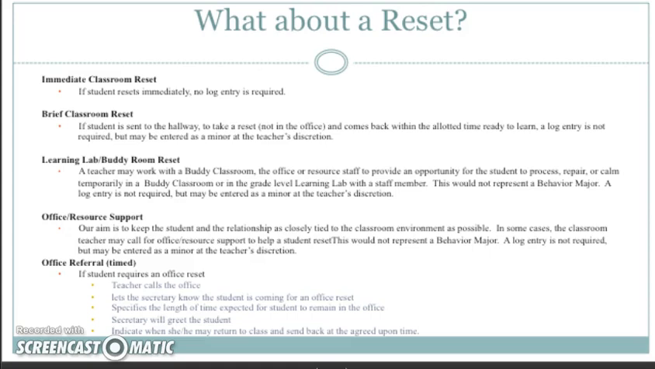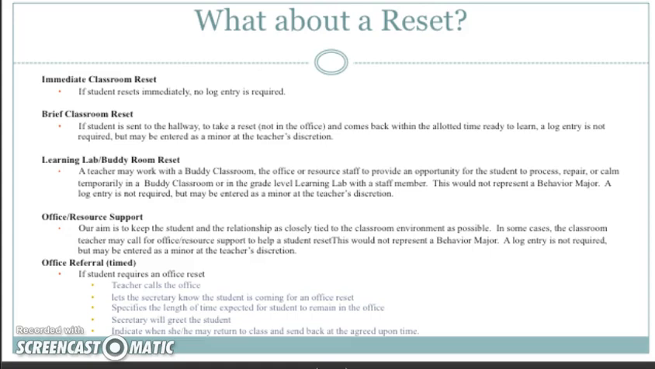In more escalated behavioral situations, the teacher may utilize an office referral. The student will be directed to the office. The teacher will call the office. The teacher will then provide information to the secretary or other office staff member to complete an office referral intake form. This information will include recommended time in the office.